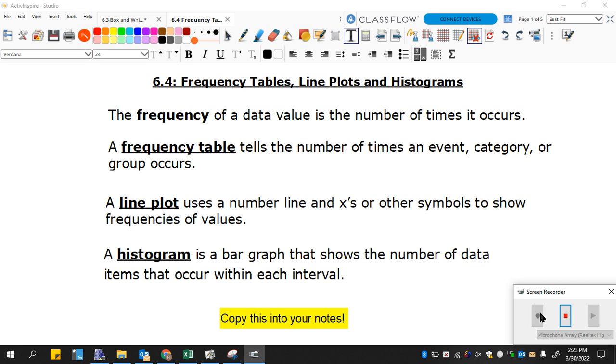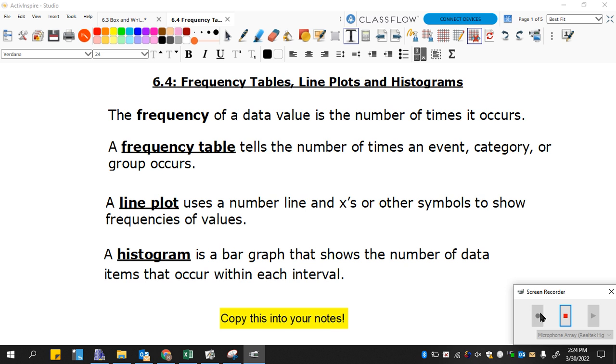All right, in this lesson, we're going to talk about another way of representing data through frequency tables, line plots, and histograms. Basically, the frequency of a data value is simply the number of times that it occurs. A frequency table tells the number of times an event, category, or group occurs, and as the name implies, it's represented in a table. A line plot does the same thing, except it uses a number line, and you put X's on that number line in a vertical column to show the frequency of the values.